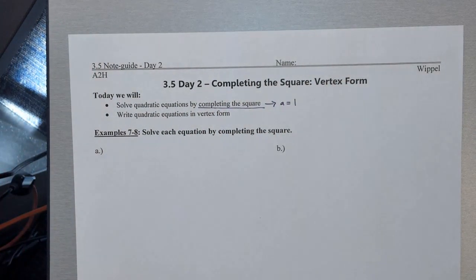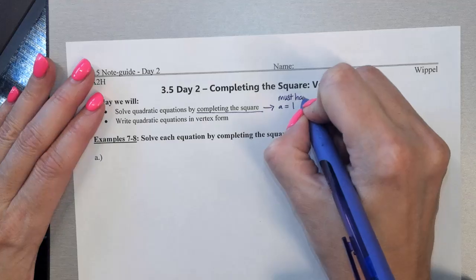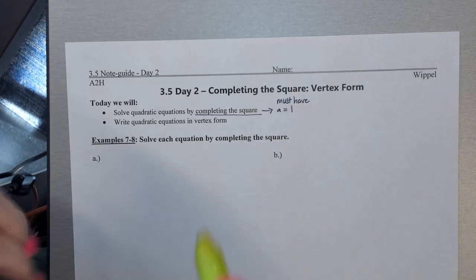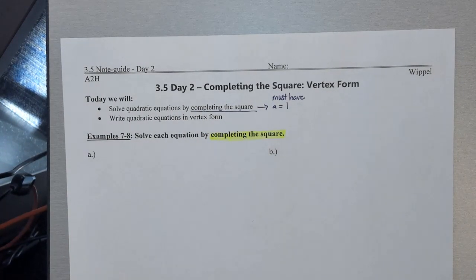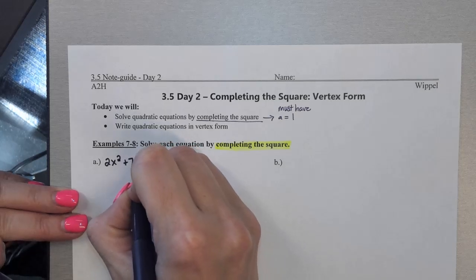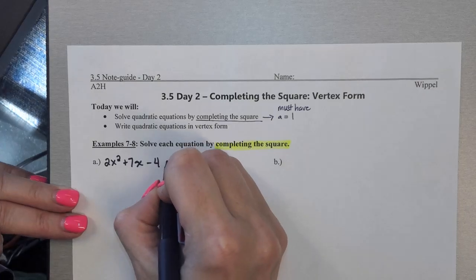Okay, but we are going to be working with some equations where the A value does not start out being 1. So you have to have that. So we're going to talk about how we can manipulate some of these so we do have that. So when you are completing the square for part A, you have 2x squared plus 7x minus 4 equals 0.